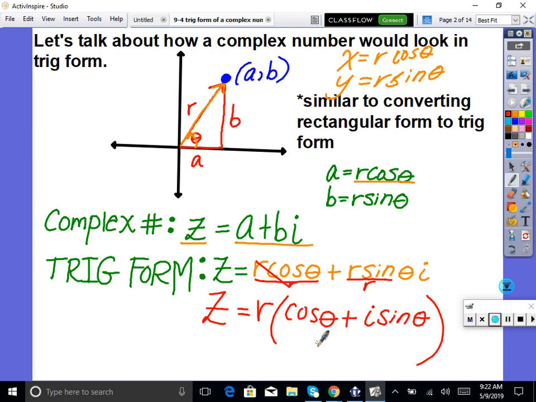So here, this is the complex number form, and this is the trig form of that complex number. Okay, so you have that written down, this one right here. Now we'll actually go and use it.